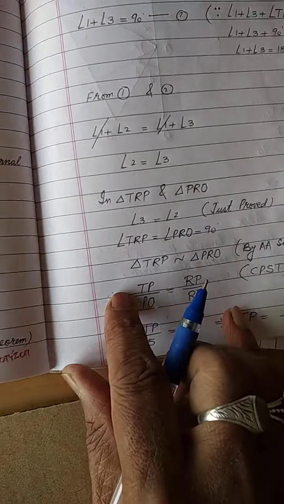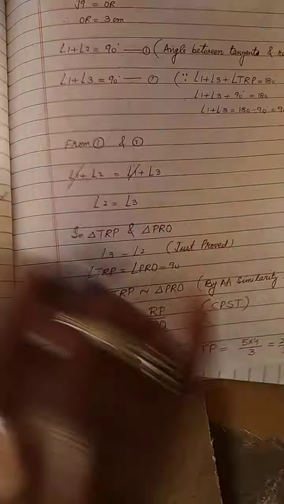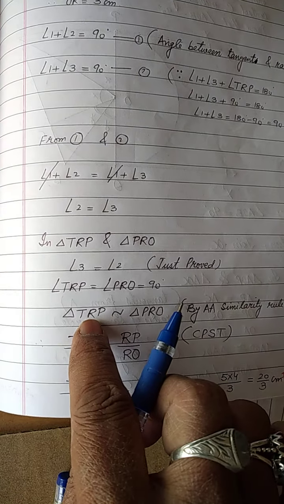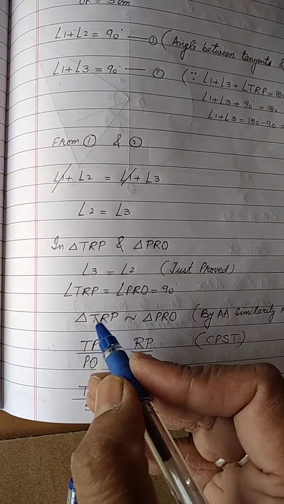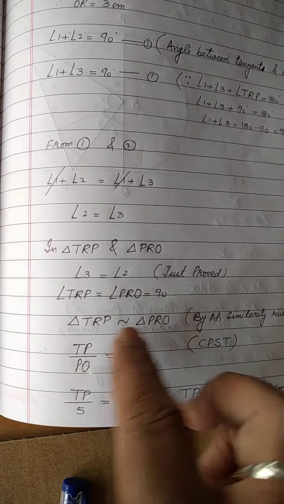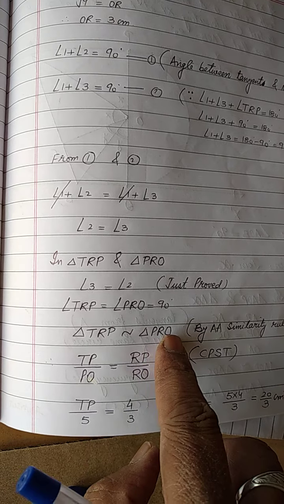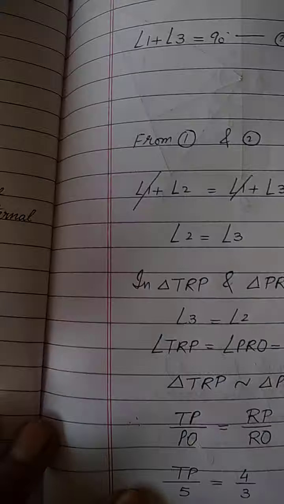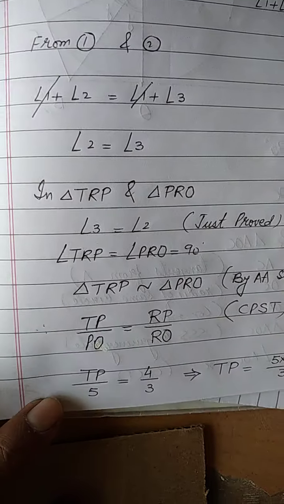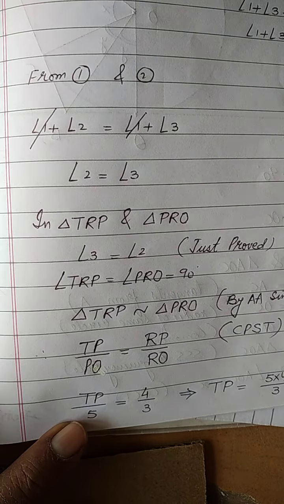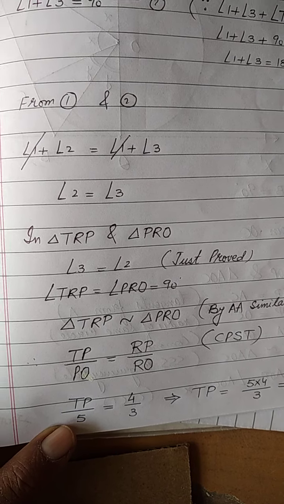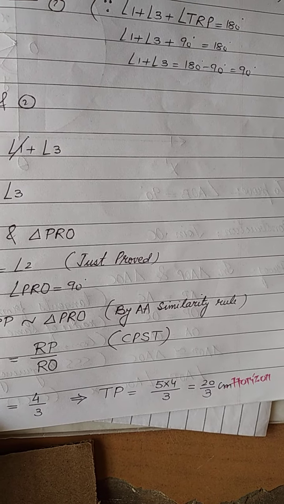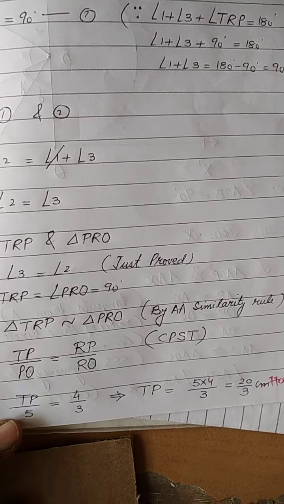So when they are similar, then their corresponding sides will be proportional. If we take TP, first and third, then here PO will come. And if you take RP, then here RO will come. Out of these four, TP we don't know, we want to calculate TP. But PO they have given 5, RP they have given 4 and RO they have given 3. When you cross multiply, then TP's value will come 20 by 3 centimeters. So that is the answer.